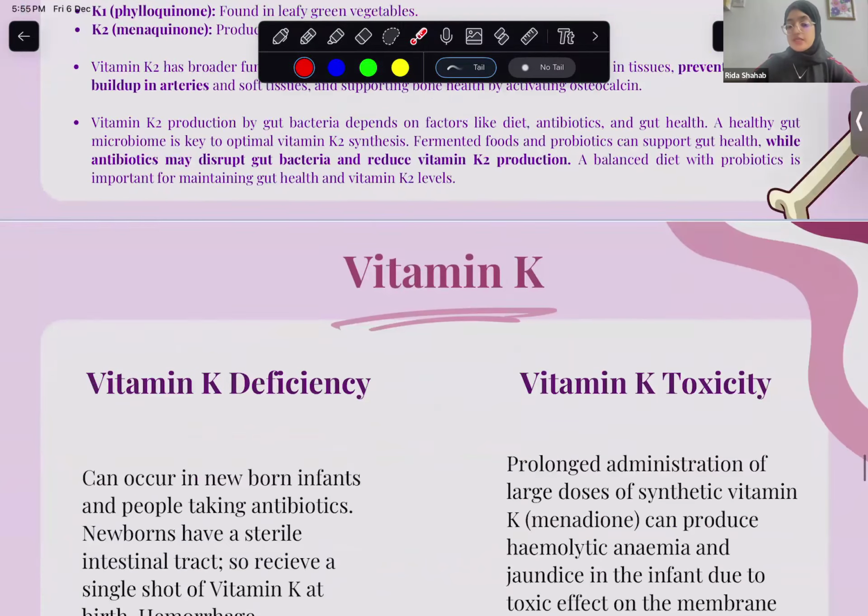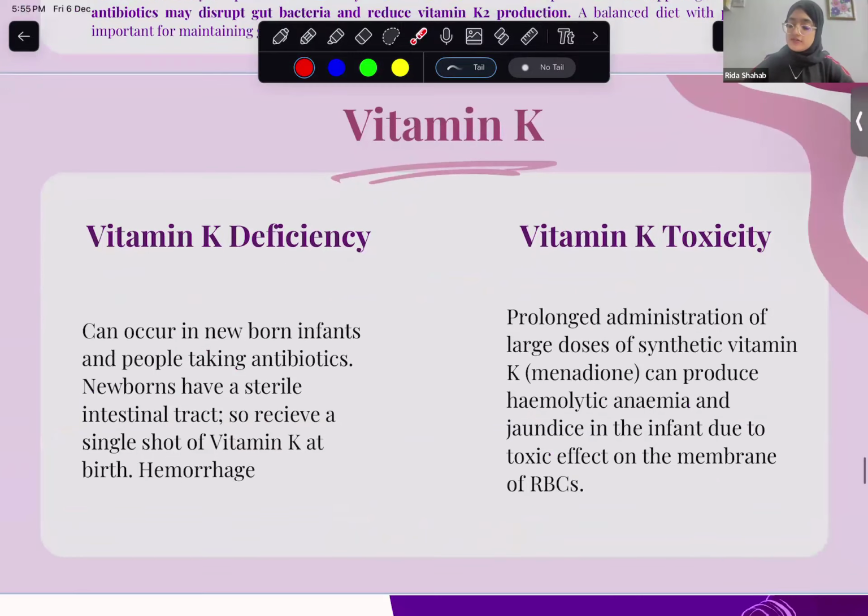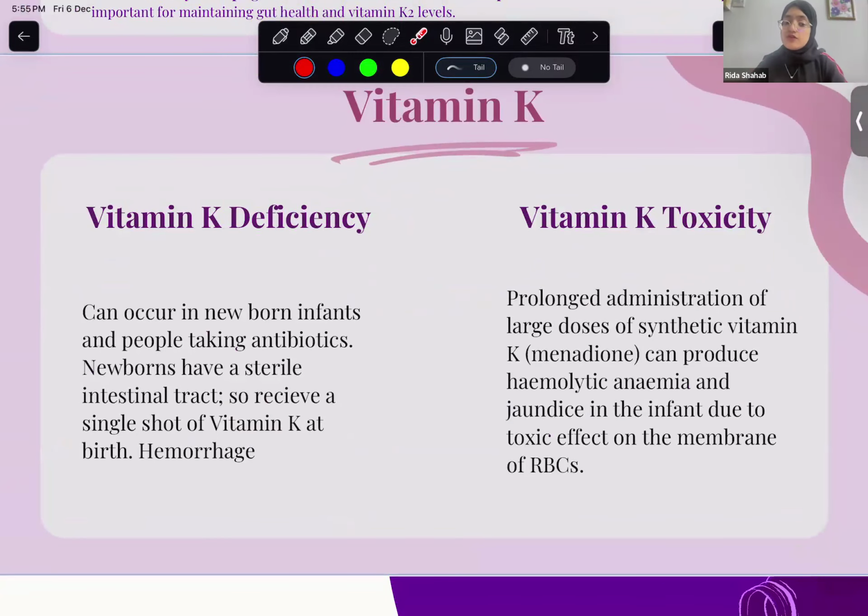Good, okay. For vitamin K deficiency and toxicity, for the sake of completion, I have added this, but in your slides, it's not mentioned. Dr. Hannah did not cover this for you guys, so it's not important to know, but as a basis, just read through it, okay? Vitamin K deficiency usually happens in newborn infants. However, vitamin E deficiency is in premature infants, okay? You know the difference.